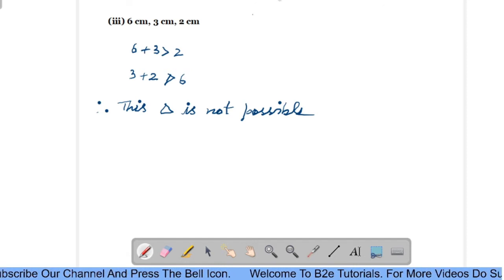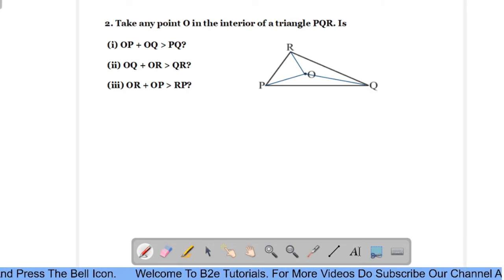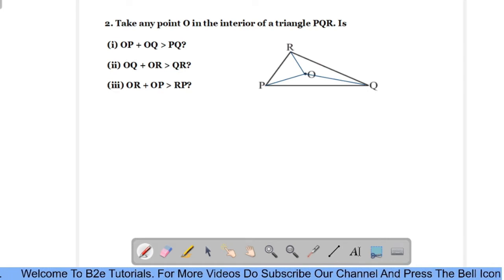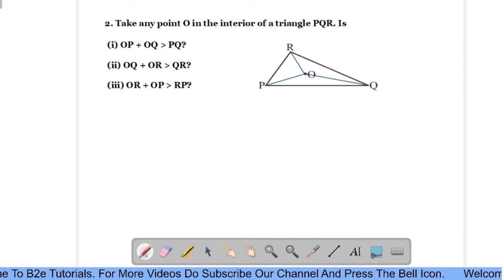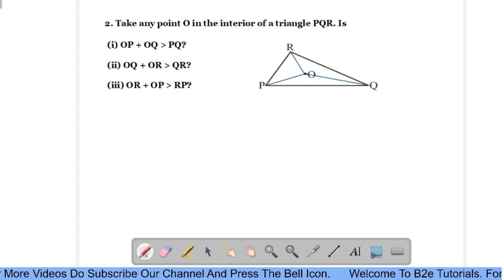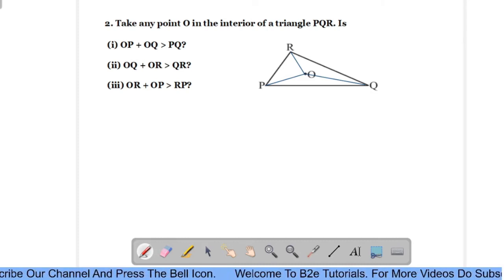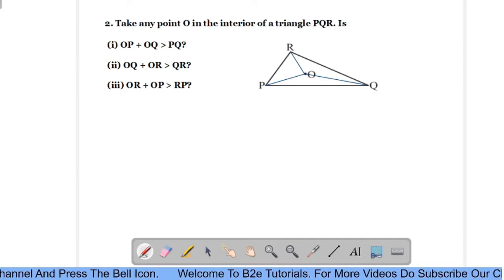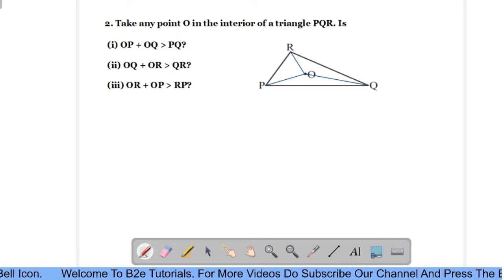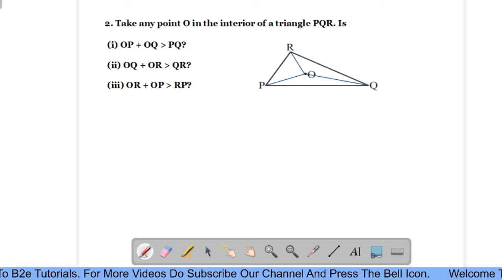Now come to next. See question number 2. Take any point O in the interior of triangle PQR. First part: OP plus OQ is greater than PQ. Second part: OQ plus OR is greater than QR. And third part: OR plus OP is greater than RP. In the given figure PQR, O is the interior point, join PO, OQ and OR.